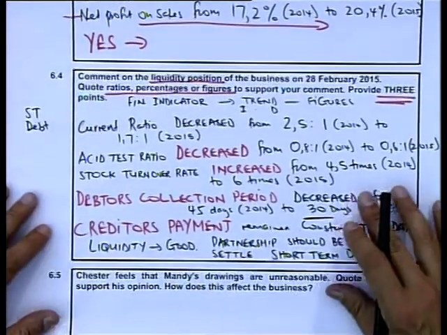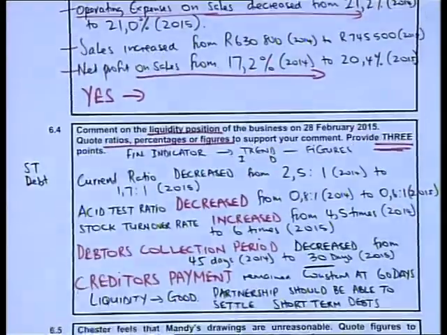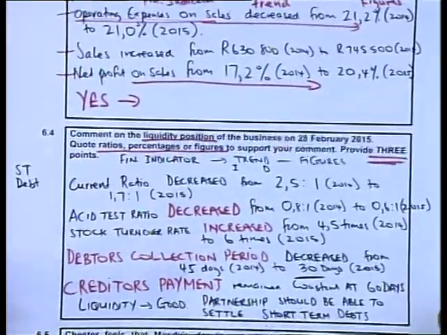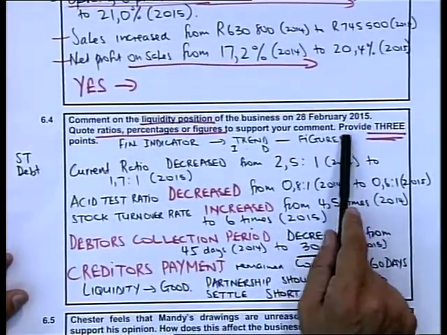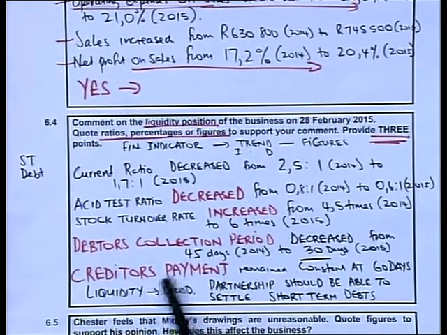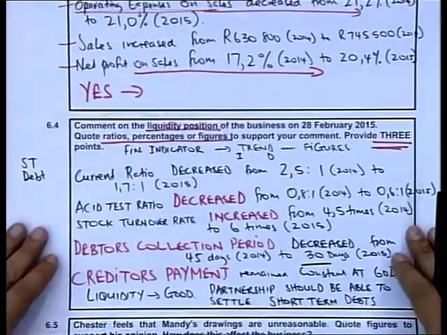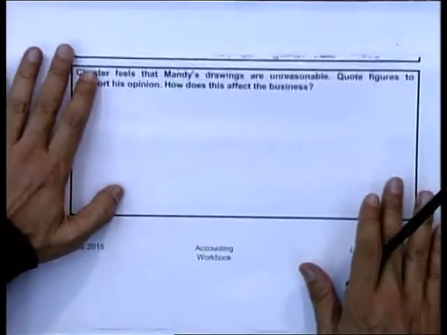Okay, let me just see. Okay, there is still 6.5, and then we should be able to do that, right? Let's just see if there's enough time. Just remember that you only have to do three of the financial indicators, okay? But also the last one, which is 6.5, I think. We just have to finish this.